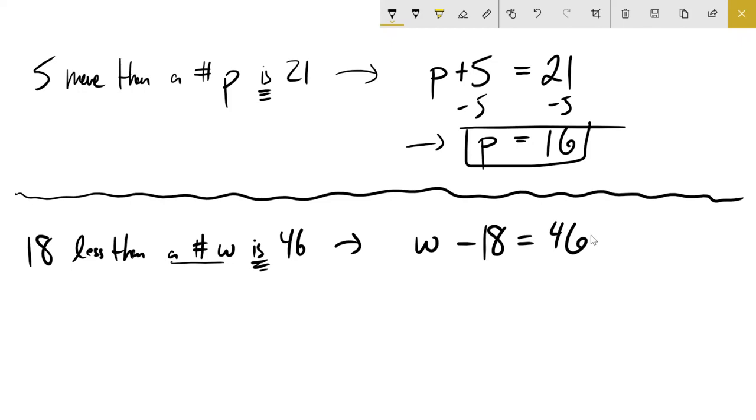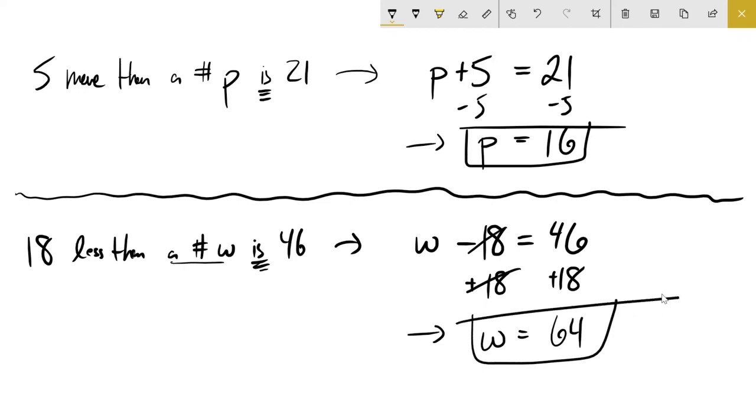How do you get rid of the minus 18? You don't want that there. So what do? You just add 18 to both sides. Those are gone. And then you're just left with W equals, what's that, 64. So, what do you say? Not too bad?